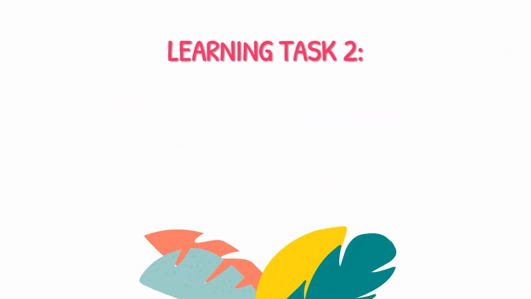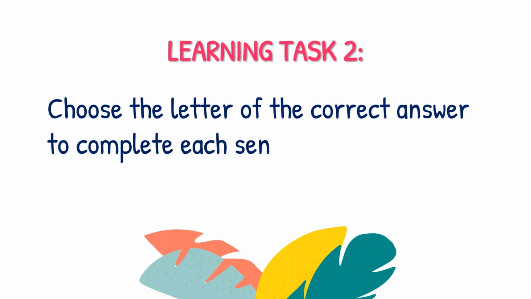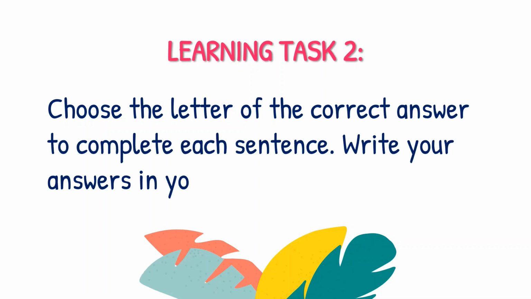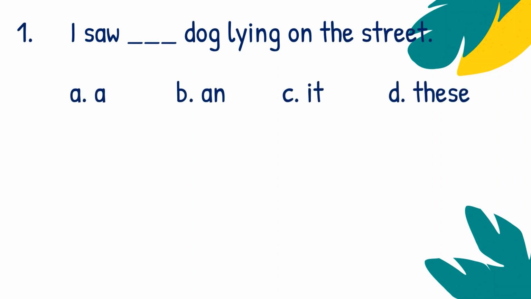Learning task number 2. Choose the letter of the correct answer to complete each sentence. Write your answers in your notebook. Number 1. I saw blank dog lying on the street. A. A, B. An, C. It, D. This. And the correct answer is letter A. I saw a dog lying on the street.